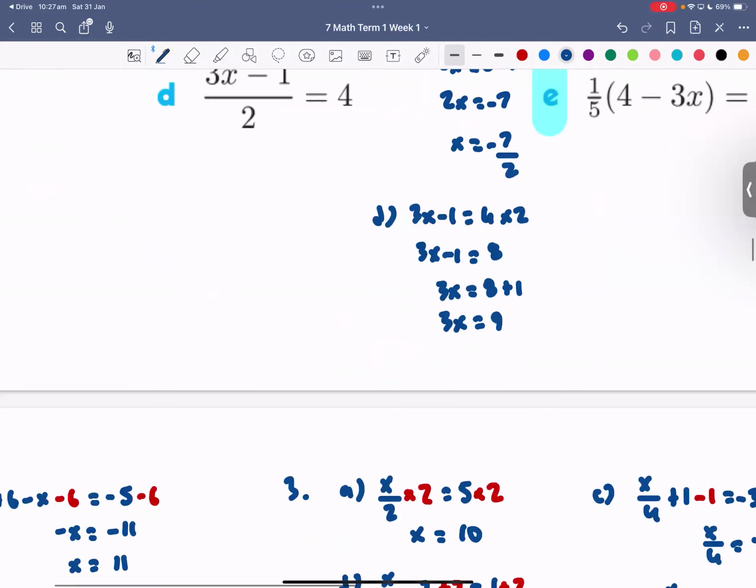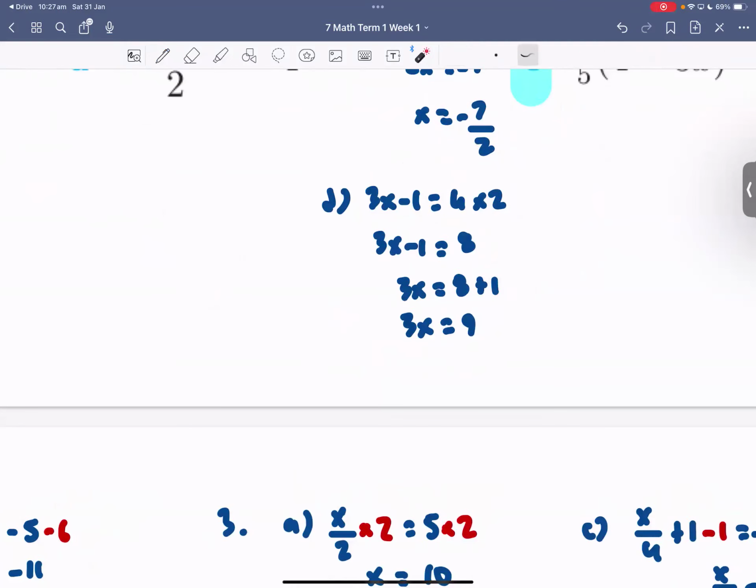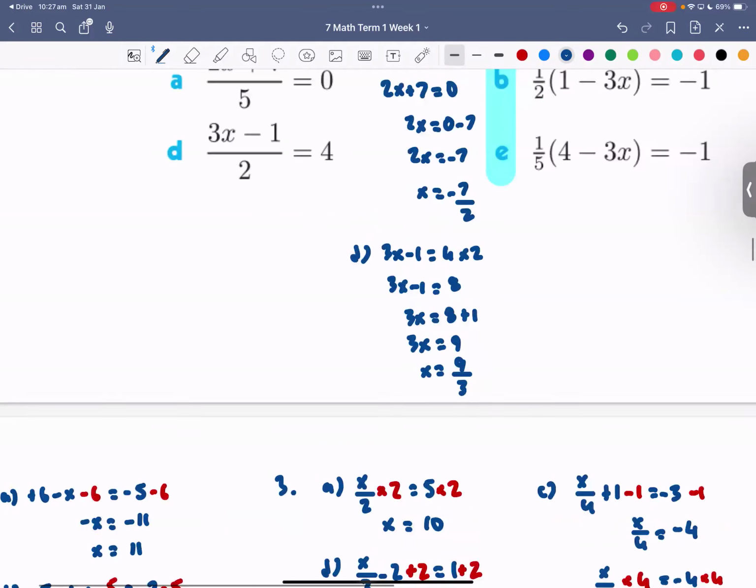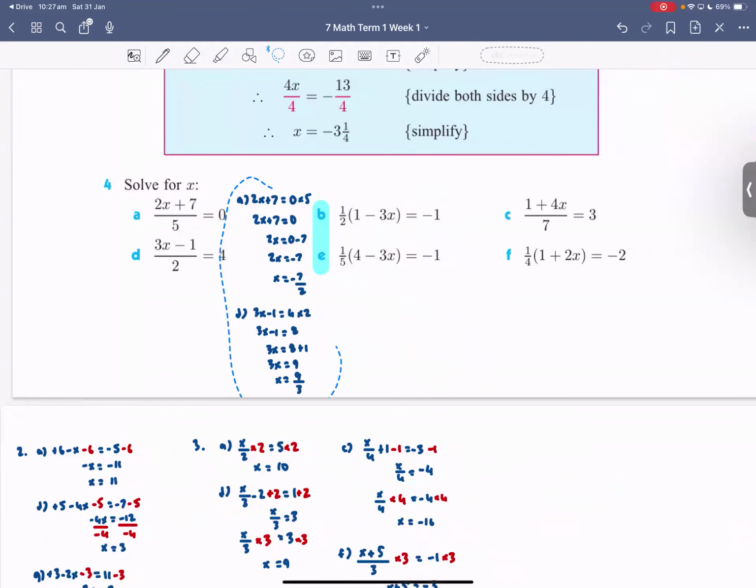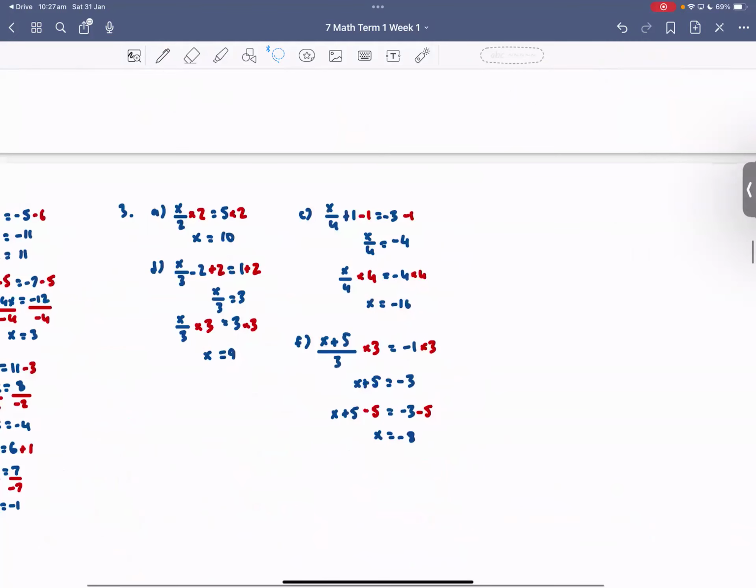How do you get rid of a times by 3? Because that's what's next to the x. Divide by 3. So we write 9 divide by 3. And what is 9 divided by 3? 3. If you don't know that, you're in the wrong year. You should know that by now.